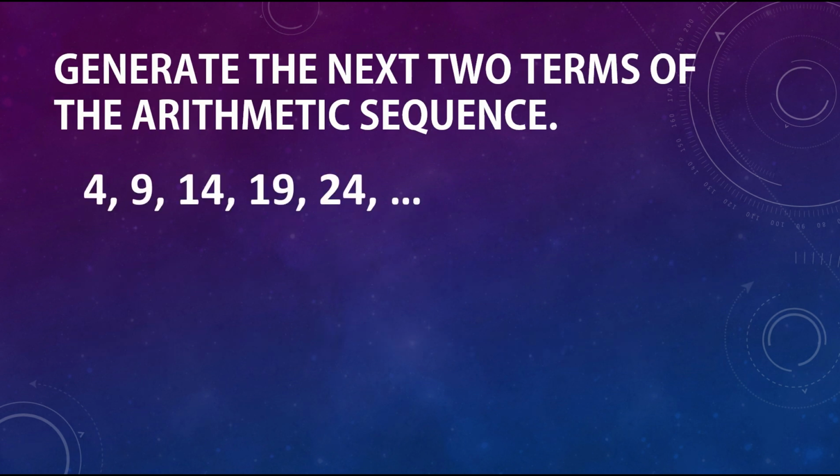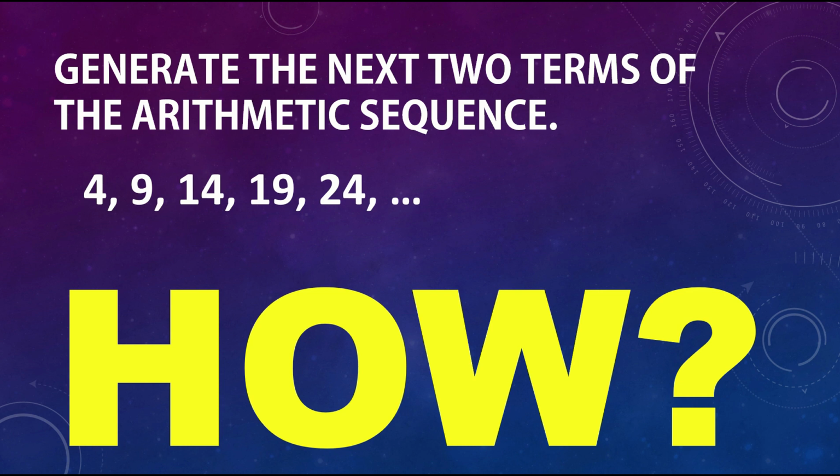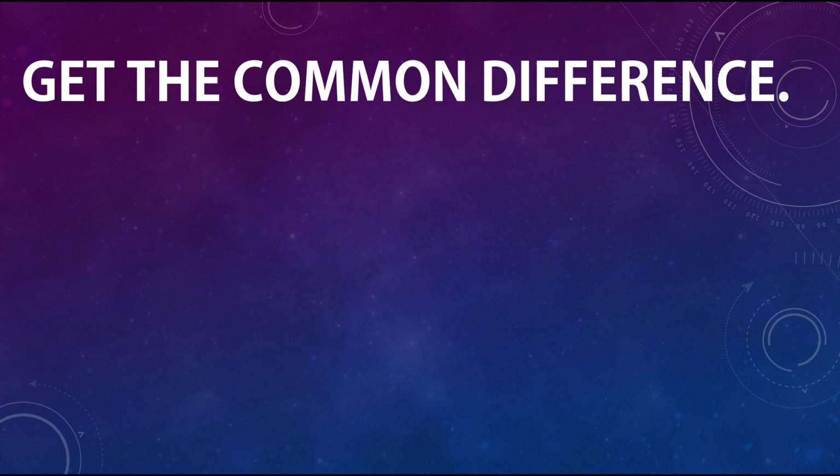Shown on the screen is an example of an arithmetic sequence. We have 4, 9, 14, 19, and 24. So we need to generate the next two terms of the arithmetic sequence. So the big question is, how? The first thing that you need to do is to get the common difference. So how can we get the common difference?